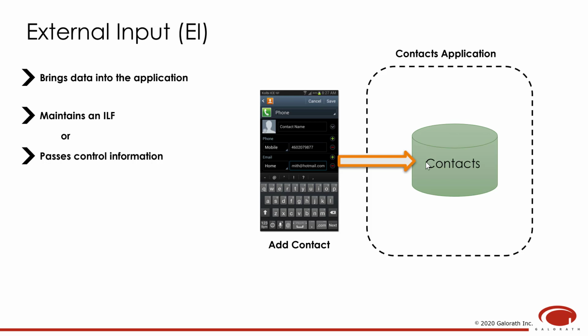As you can see, this information is coming into the application. After you fill the form, the information crosses the boundary of the application and it is stored within the contacts ILF. So this is a good example of an external input or EI.